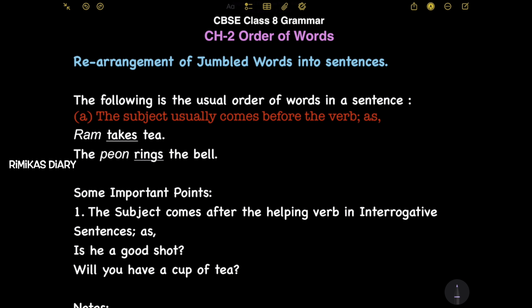Today we're going to be seeing some grammar in CBSE Class 7, Chapter 2, Order of Words. So let's get into the video. In this video we'll be seeing rearrangement of jumbled words into sentences. So we're gonna rearrange some jumbled words into sentences.